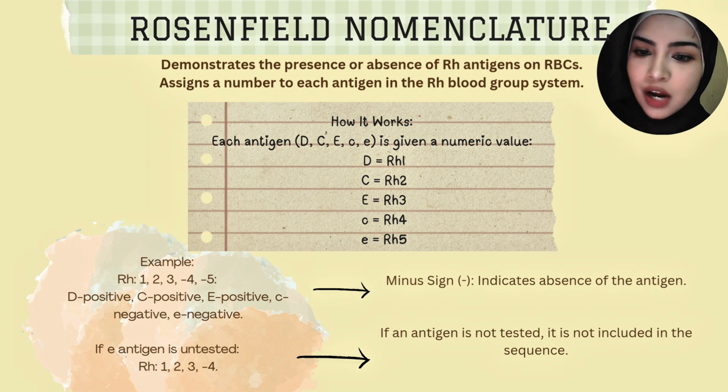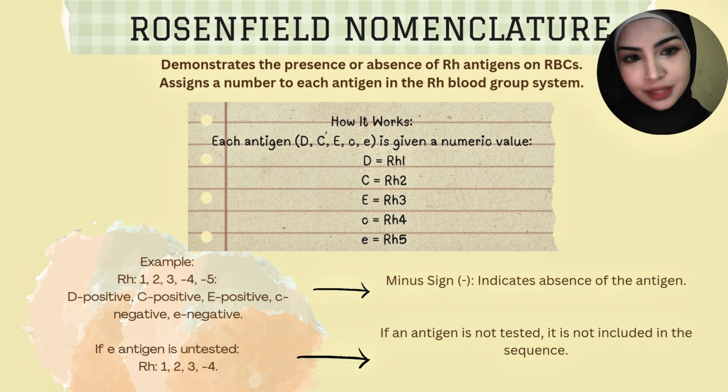For example, Rhesus 1, 2, 3, negative 4, negative 5 indicates D positive, C positive, E positive, c negative, and e negative. If an antigen is not tested, it is not included in the sequence.